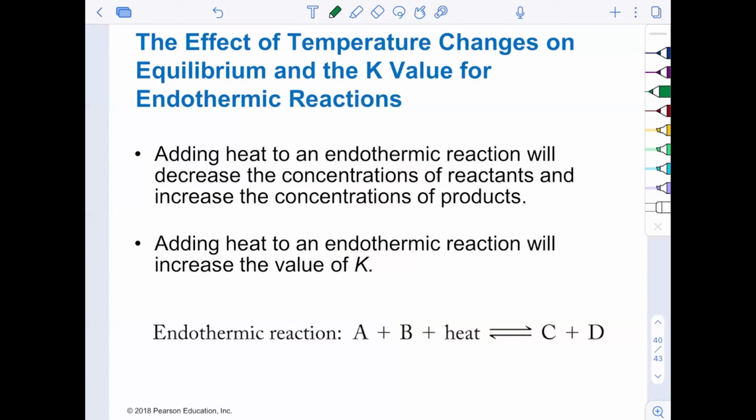The exact opposite for an endothermic reaction. Endothermic heat is acting as a reactant. Heat is required for those reactions. So when heat is behaving like a reactant, increasing the temperature is like adding heat, and therefore Le Chatelier's principle will say you are adding a reactant, you drive that reaction to the right, to the product side. This then makes more products and therefore increases the numerator of our K value and increases K.